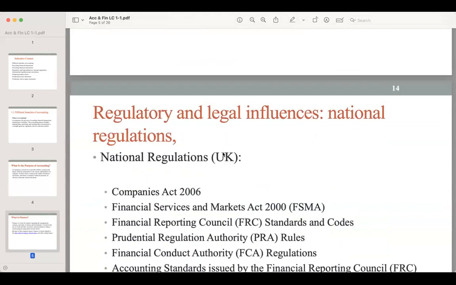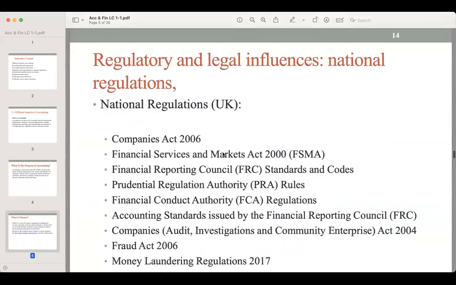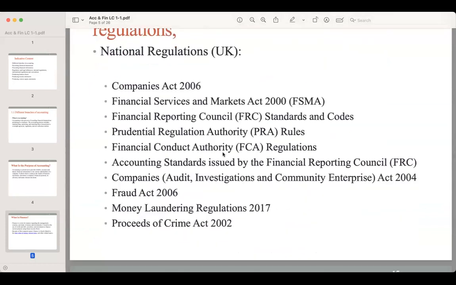Regulatory and legal influences, national regulations. There are different laws and regulations such as the Companies Act 2006, Financial Services and Markets Act 2000, Financial Reporting Council Standards and Codes, Prudential Regulation Authority, and Financial Conduct Authority. Let's take a look at some of the key national regulations and how they work.